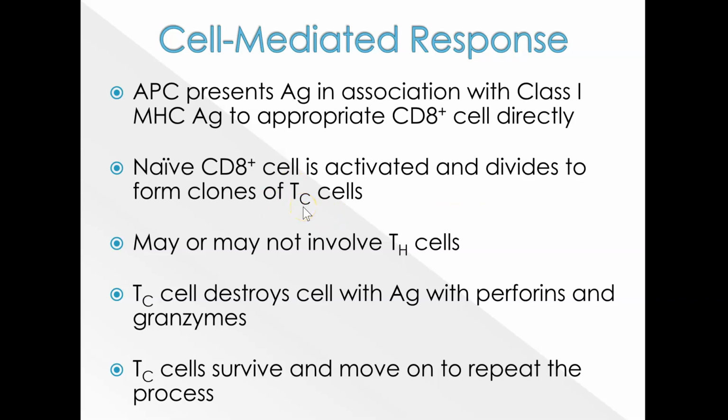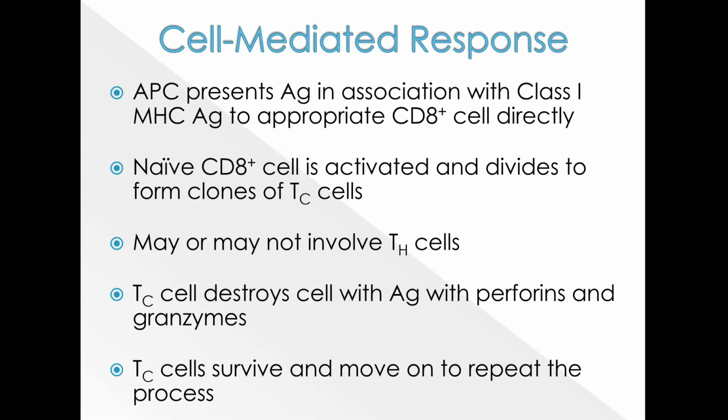This can involve helper T cells. So you can get that second signal from T helper cells. There's some cytokines that helper T cells secrete that can increase this response and make it faster. But once this happens, T cells are going to essentially move on to any cell that has that particular antigen. And once they recognize that antigen, they're going to bombard that cell with perforins and granzymes.